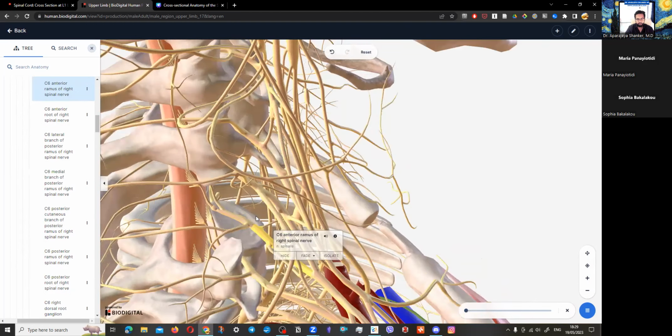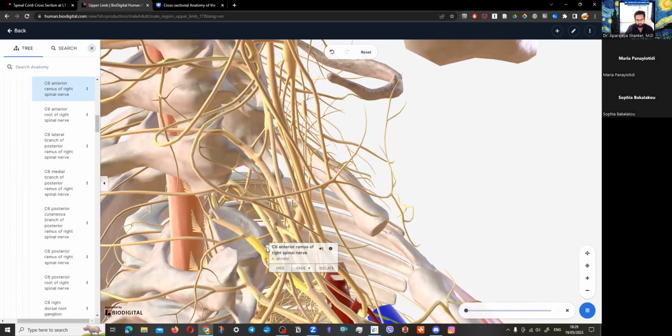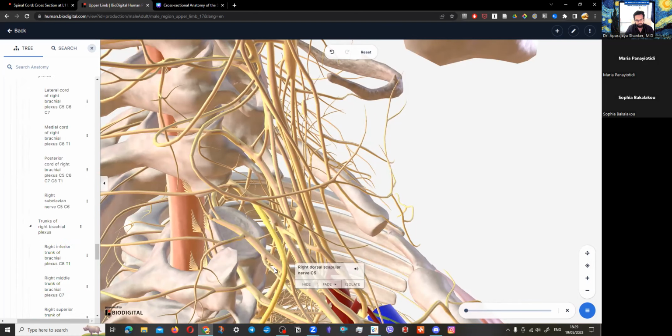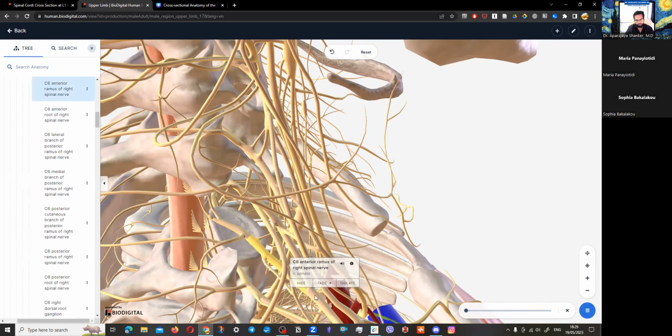So for example, this is the anterior ramus of the right spinal nerve, right? And this is the posterior one, right? And this is going to divide further. But this anterior ramus is what gives the feeding into the brachial plexus.